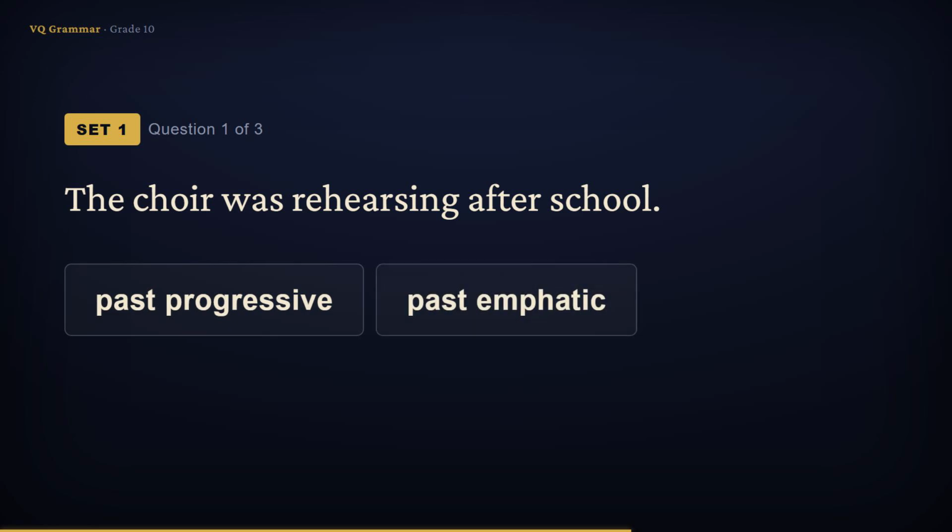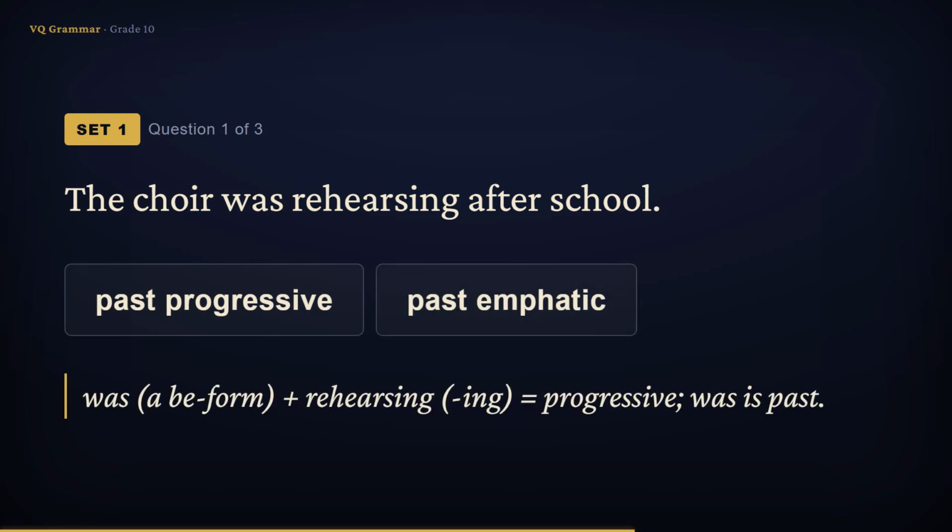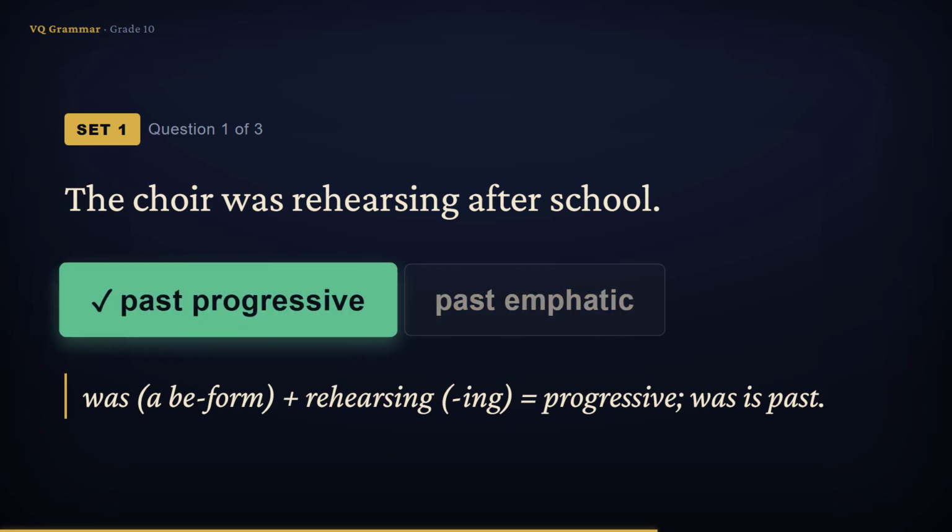The choir was rehearsing after school. Find the verb phrase, was rehearsing. There's a form of be, was, and there's an ing word, rehearsing. So this is progressive. And because the helping verb was is in the past, the form is the past progressive.